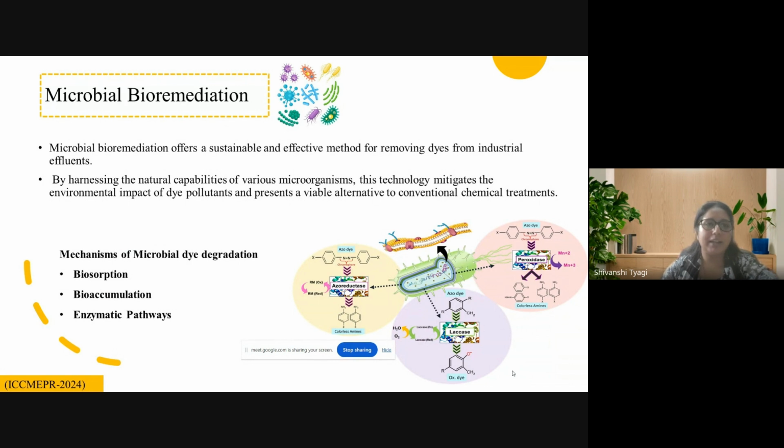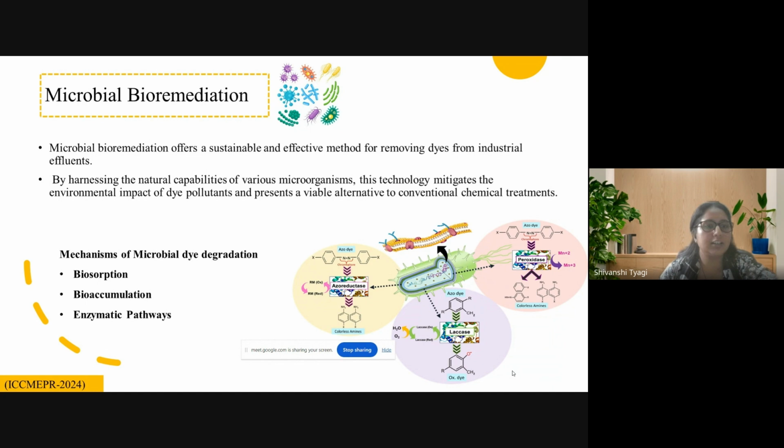So coming to microbial bioremediation, it offers a sustainable and effective method for removing these dyes from industrial effluents by harnessing the natural capabilities of microorganisms like bacteria, viruses, and algae. This technology mitigates the environmental impact of dye pollutants and presents a viable alternative to conventional treatment methods.